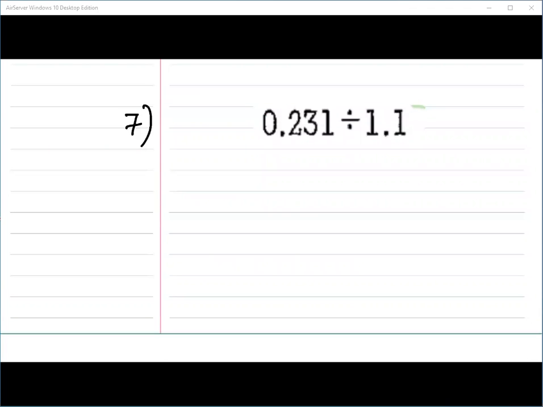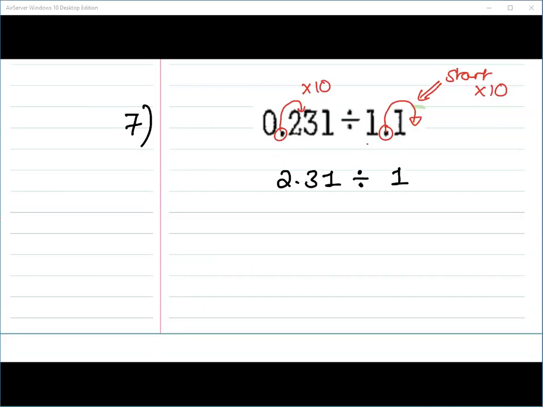Where do we start? So first you start at the 1.1 and then you move the decimal point 1 place to the right. Okay, what do we do with the other number? You put it 1 place to the right as well. Fantastic. You times each number by 10. Okay, sometimes it can be bigger numbers than that. So you get 2.31 divided by 11. Okay, excellent. Now we need to set up the question like that.